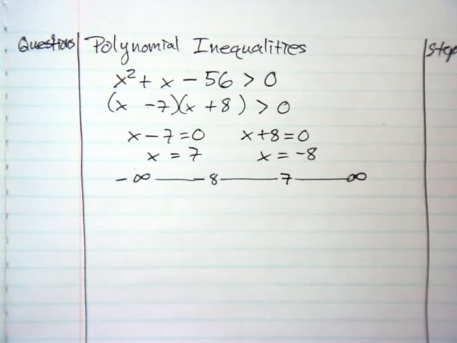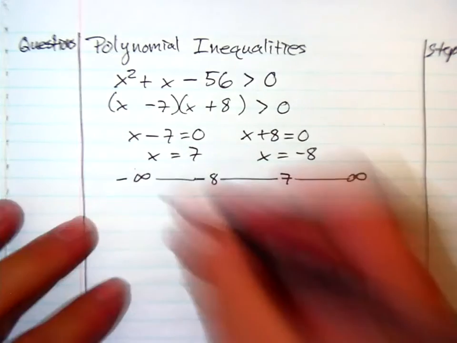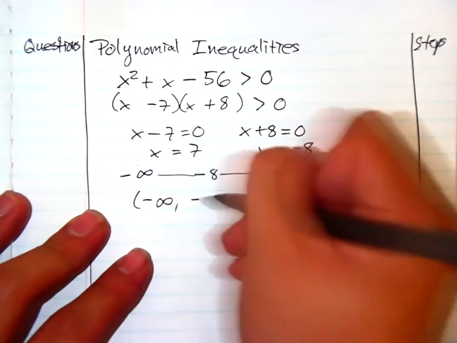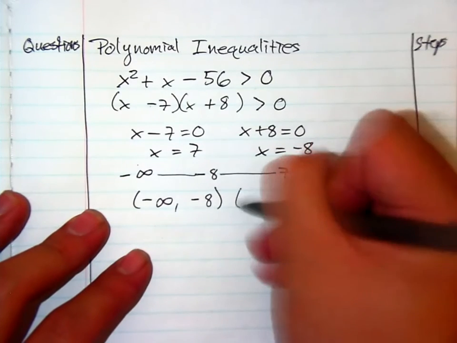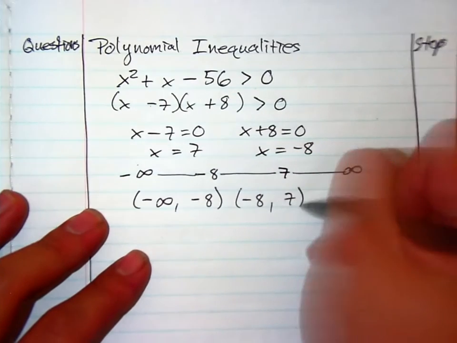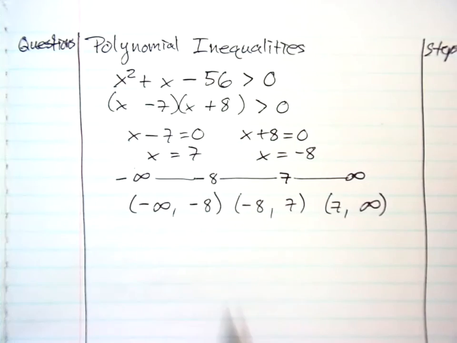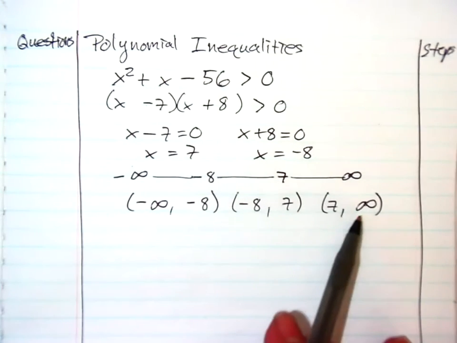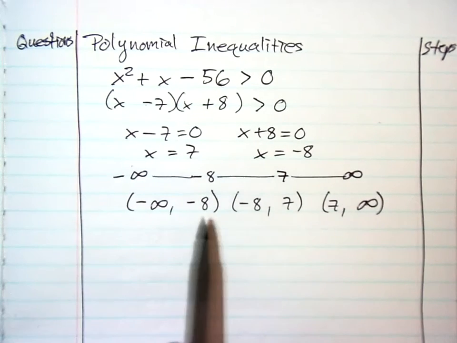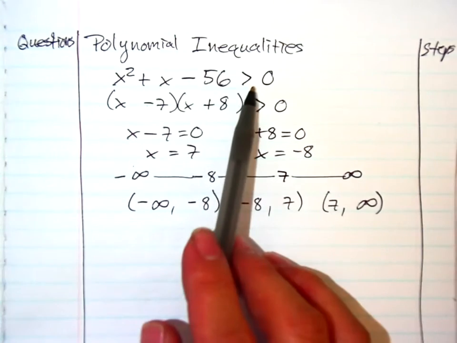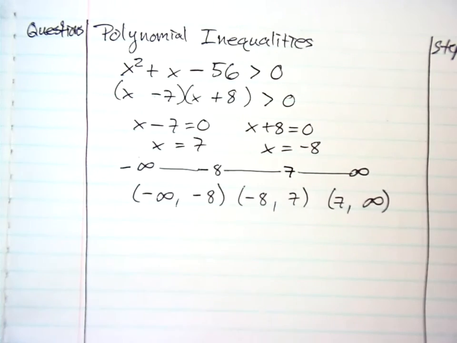So let's go ahead and test these out. There's multiple ways you could do this. I'm looking for numbers in between negative infinity and negative 8, negative 8 and 7, and 7 and infinity. I need to test numbers from each one of those intervals to see which ones actually make this inequality greater than 0. In other words, end up with a positive number.